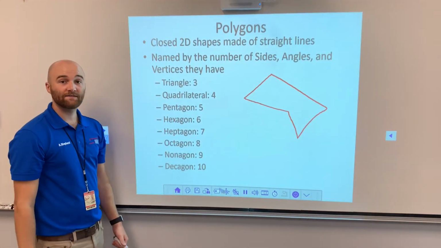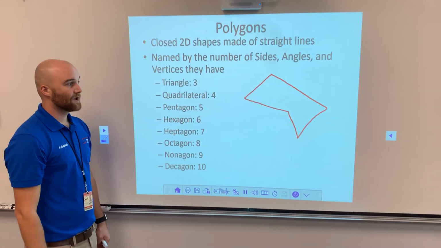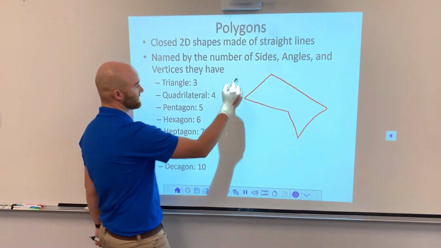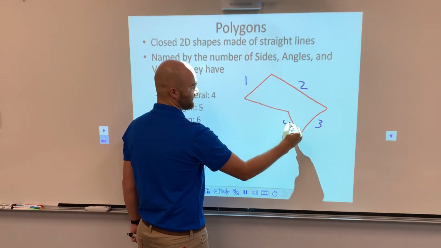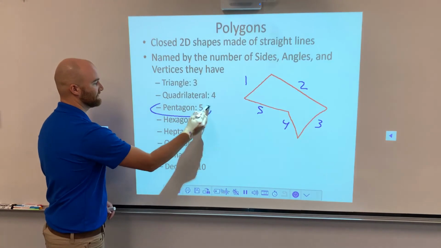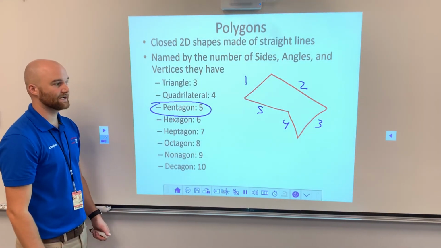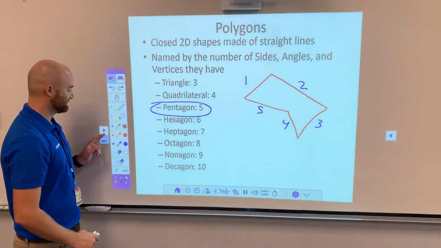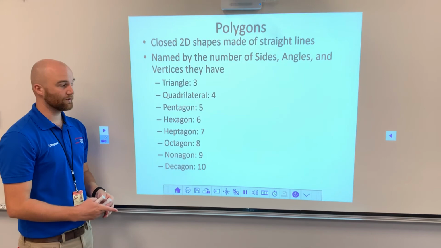Let's try another one. Okay, what kind of shape is that? When I look at this shape, I see 1, 2, 3, 4, 5 sides, which means it must be a pentagon. It's got 5 sides to it. There's our pentagon.